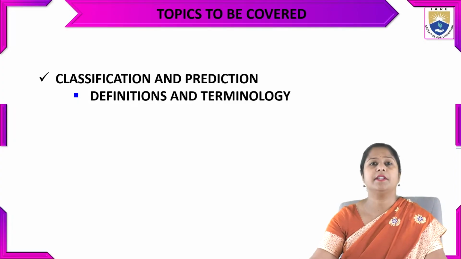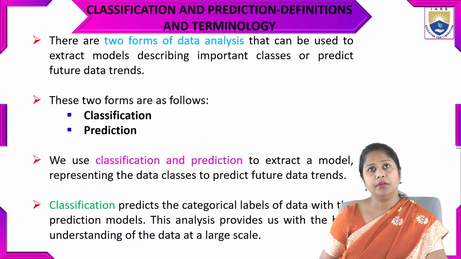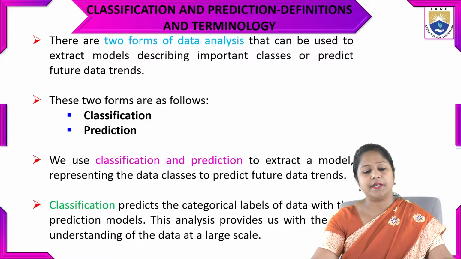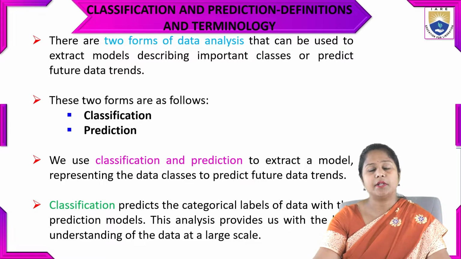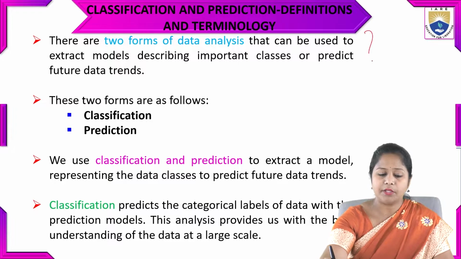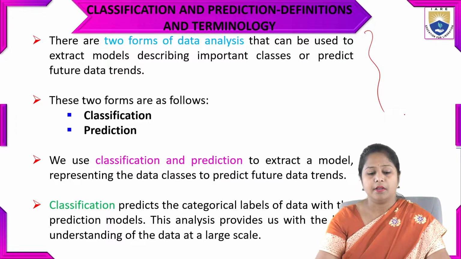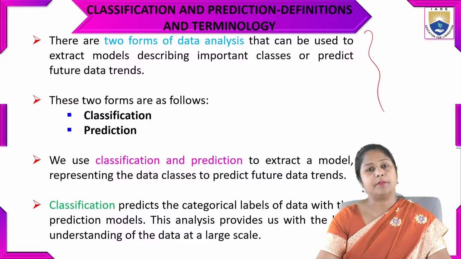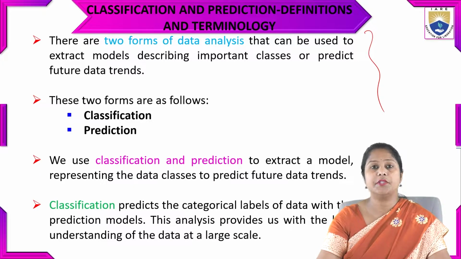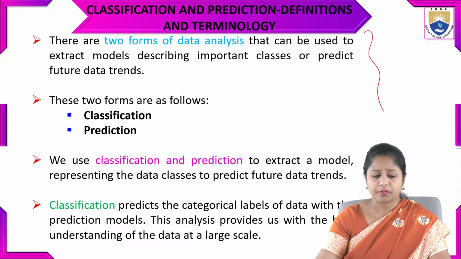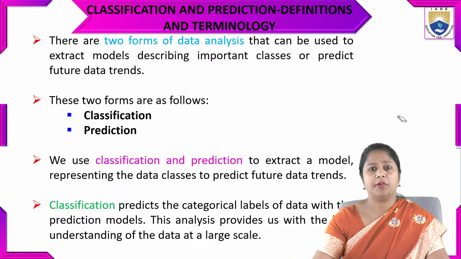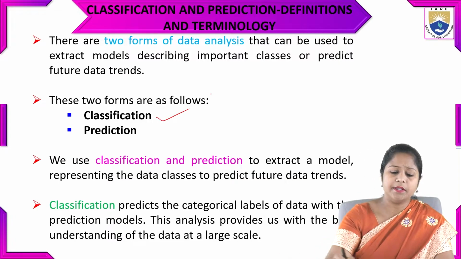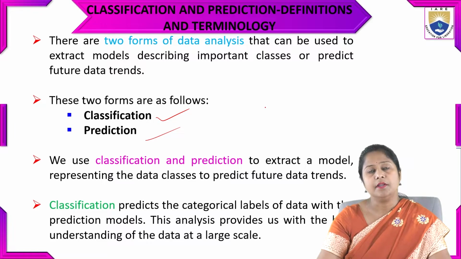So today I'll cover classification and prediction with the definitions and terminology. What is classification and prediction? There are basically two types of data analytics that can be used to extract models, describing the important class labels or predicting future data analysis. So these are the two forms of data analysis: first prediction, second classification.